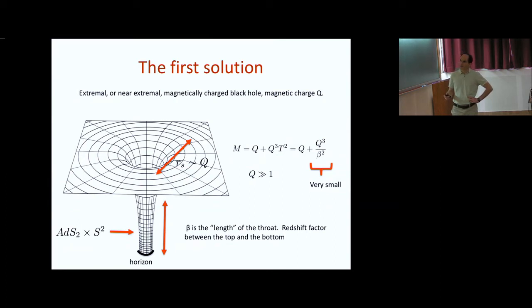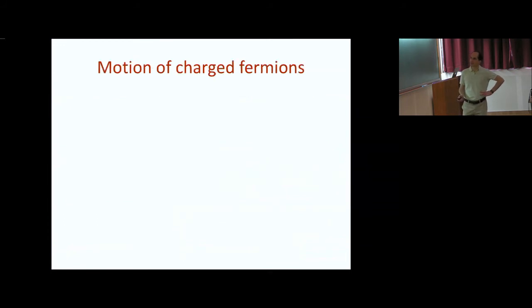And in this situation, the geometry looks like flat space far away. As you approach the object, you have this long neck, which has the geometry of AdS2 times S2, and eventually you'll get to the horizon quite deep. And here, the length, roughly speaking, is beta. More precisely, it's not really the proper length, but the redshift factor between the top and bottom. That turns out equal to beta. So that's the basic solution.